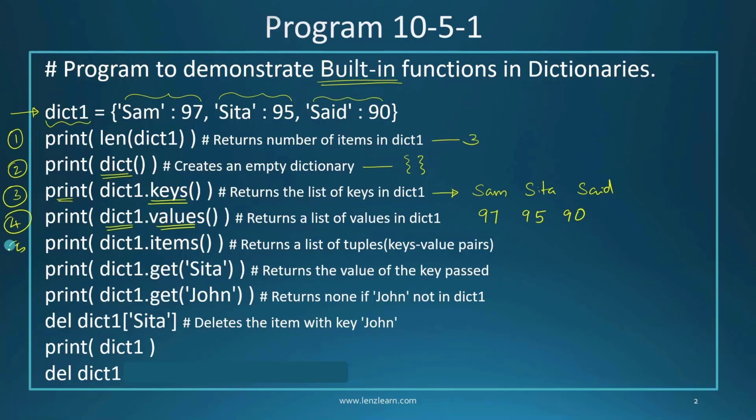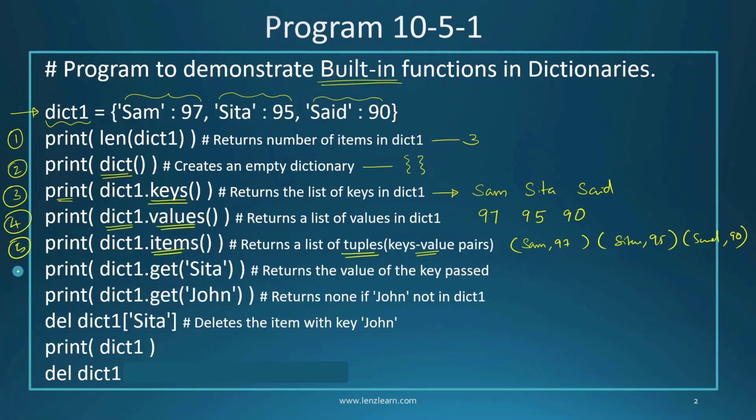Now in the next print statement, I want the complete item. This will return a list of tuples with key value pairs. Each tuple will have Sam, 97. The next tuple will have Sita, 95. The third tuple will have Said, 90. It will return tuples with key value pairs.